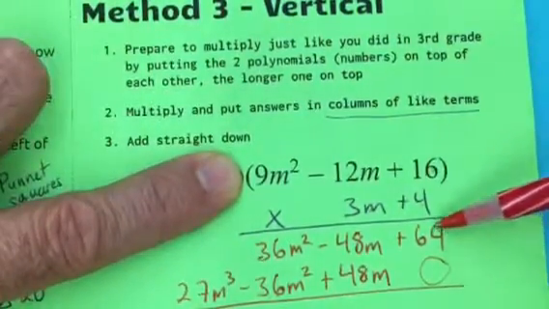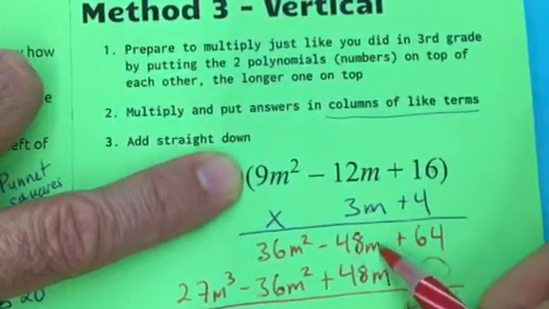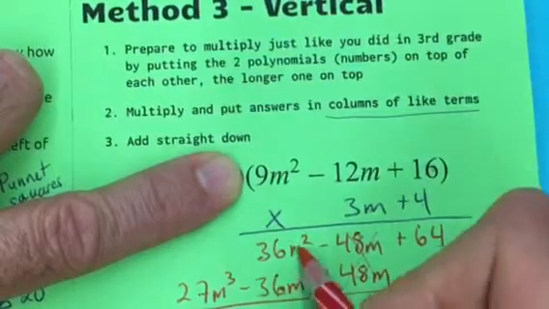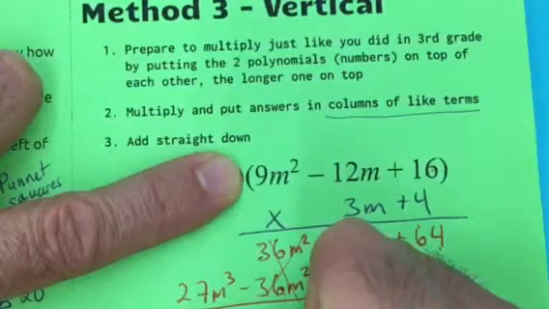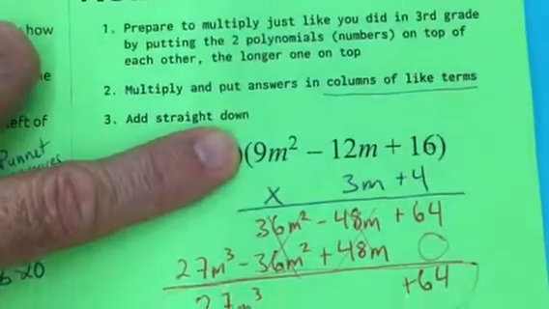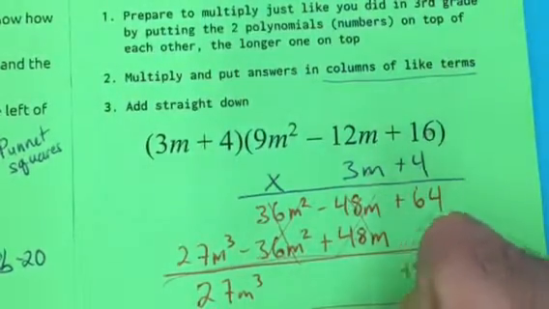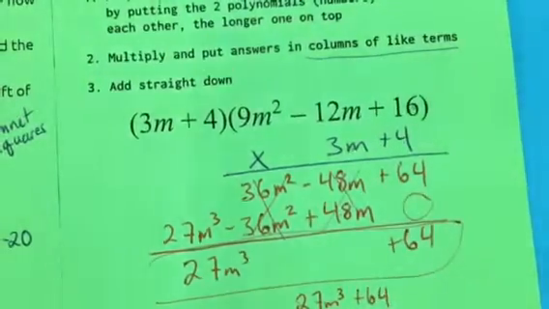I have them in like terms. The 64 goes here. The 48 and negative 48 cancel out. 36 and negative 36 cancel out. That's the answer: 27m cubed plus 64.